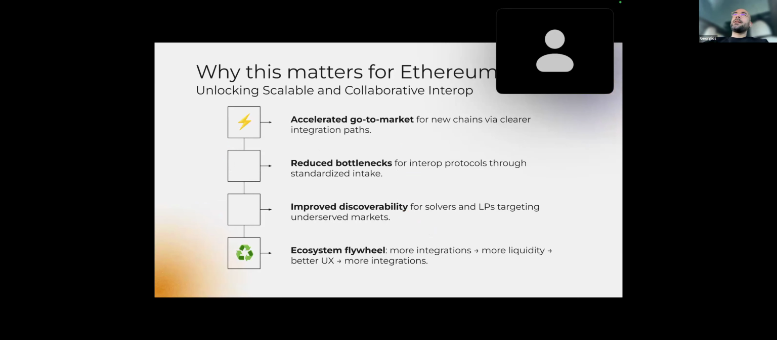Why this actually matters? At the end of the day, we believe in an accelerated go-to-market for chains, a more efficient onboarding for aggregators, bridge protocols, and solvers, and just a more efficient cross-chain ecosystem in general. So if you're interested in getting involved or supporting this, please reach out in the group. And that's a very early stage idea, as mentioned, so feedback is welcomed, and let me know.